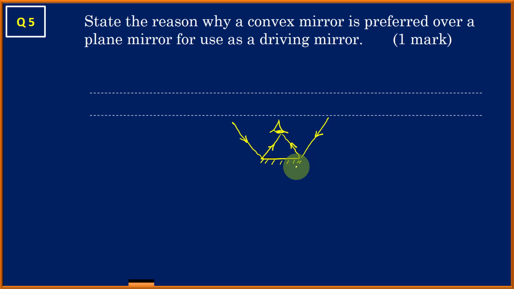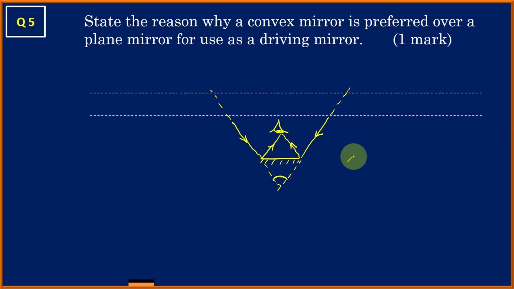The angle of view of this plane mirror is this much here. This is the angle of view. So the driver cannot see anything which is outside this angle of view. Anything which is here, the driver cannot be able to see.